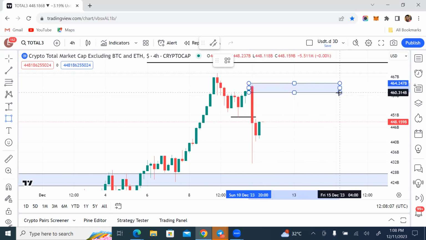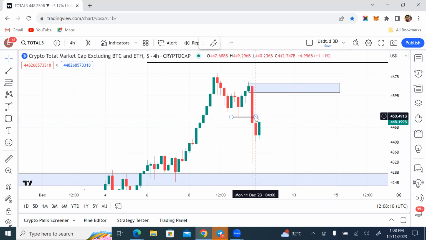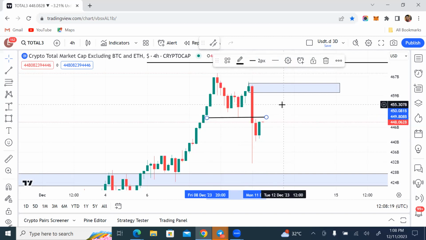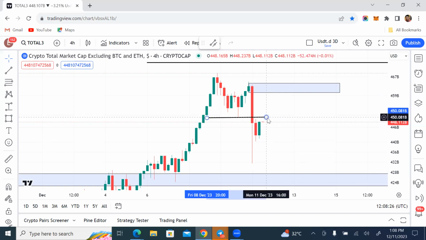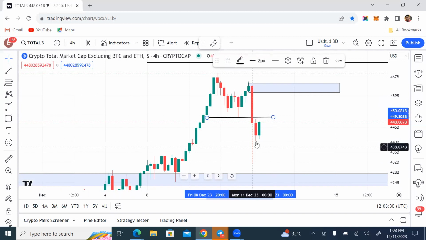Because we had a displacement candle already, we're going to be looking at a possible move to the upside, come back to this region, and then fall down. That's one opinion that could play out. Or we could actually have this as a deviation.